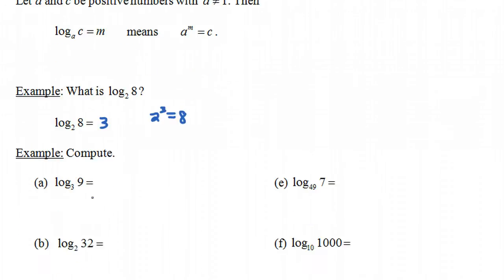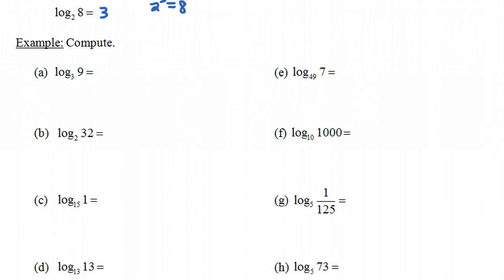Okay, now what about log base 3 of 9? What is that equal to? Well, 3 to the what power equals 9? 3 squared is 9. Okay, 3 to the second power equals 9. So the answer is 2, because 3 to the second power is equal to 9.